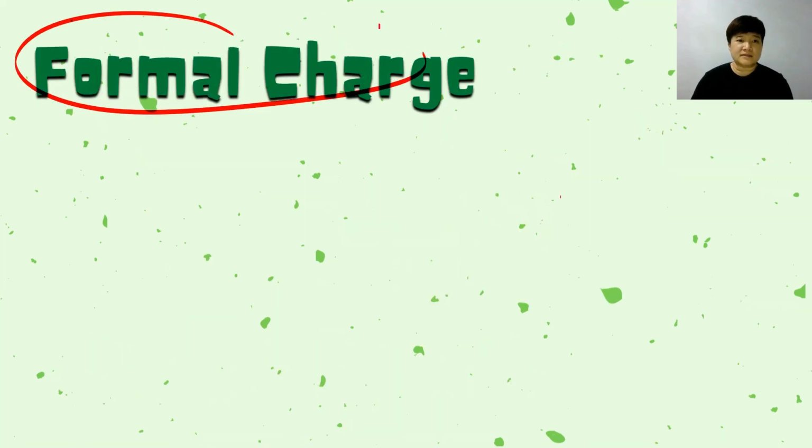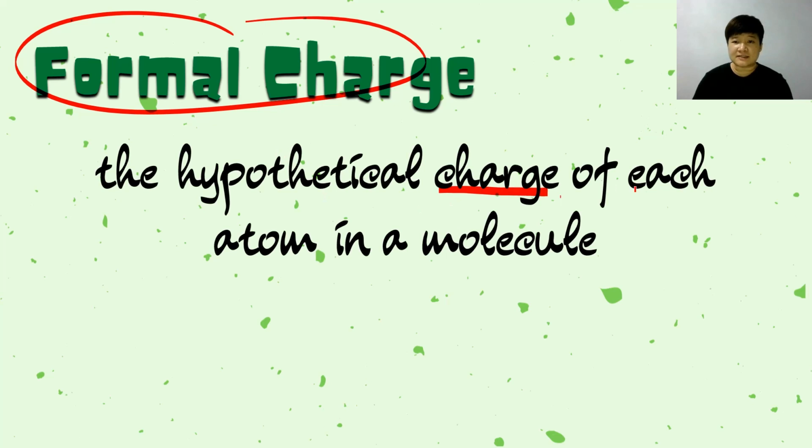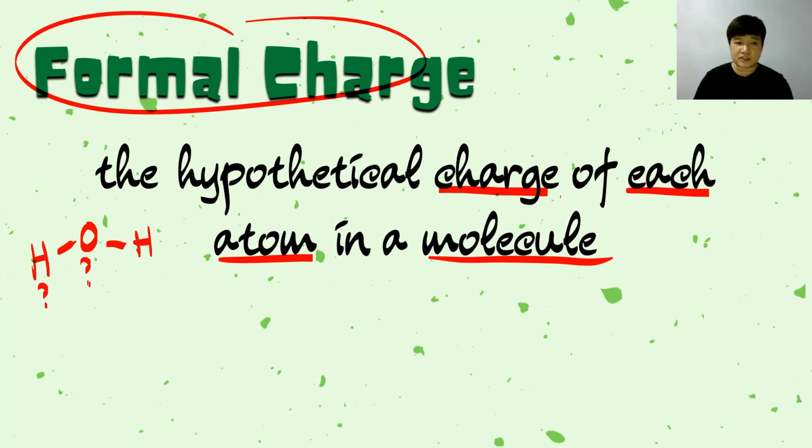So, what is actually formal charge? Formal charge is the charge assigned to each atom in a molecule. For a very simple example like H2O, the hydrogen is actually holding a charge, the oxygen is holding a charge, and this other hydrogen is also holding a charge. What is their charge? That is what we call formal charge.